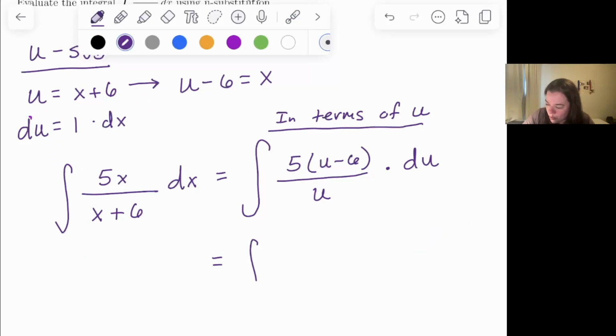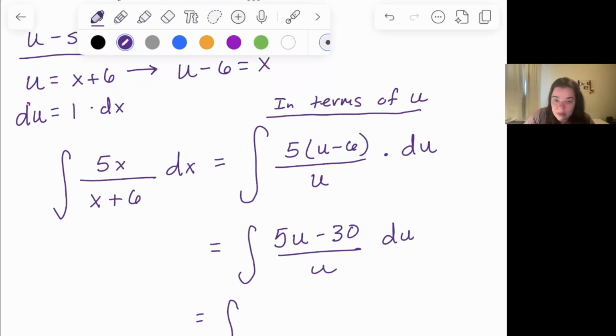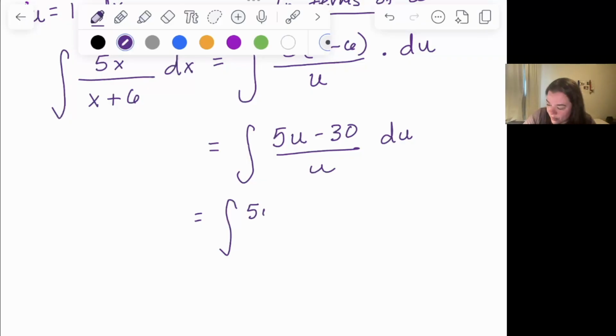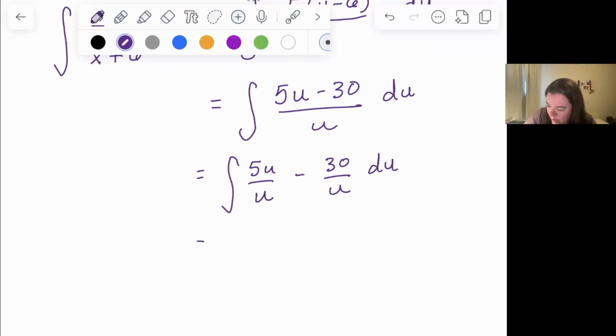Let's clean up the u problem. Distribute the 5 through. This becomes 5u minus 30 over u du. Now, keep going with some algebraic simplification. Split your fractions. Clean up. This becomes 5 minus. Now, I'm going to write this a little differently just for emphasis here. There's no reason you have to pull that 30 out in front, but I did. So there we have it. We've cleaned it up. And now you're just integrating.